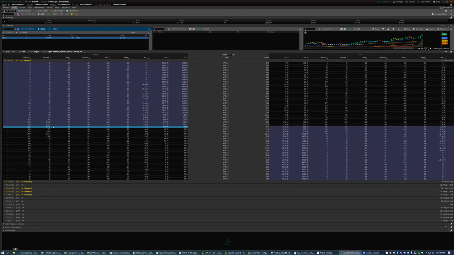When that happens, though, you do want to be scaling out of those options very quickly, because after that move happens, that volatility can start contracting very quickly. So as soon as those moves happen, you want to start trimming those contracts off right away.